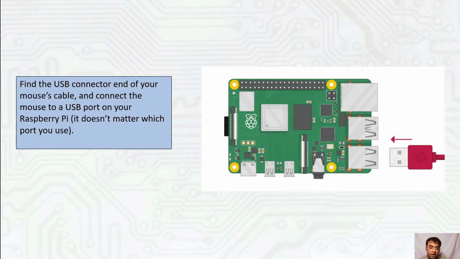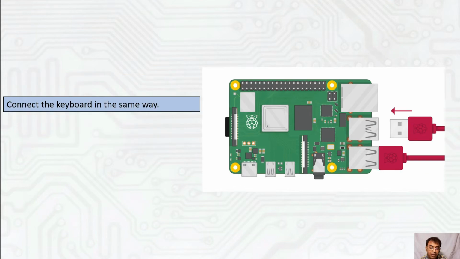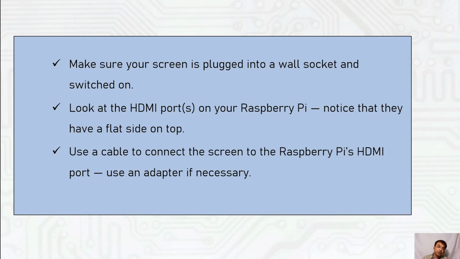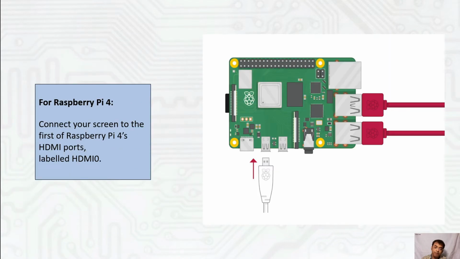Find the USB connector at the end of your mouse cable, and connect the mouse to a USB port on your Raspberry Pi. Connect the keyboard in the same way. Make sure your screen is plugged into a wall socket and switched on. Look at the HDMI port on your Raspberry Pi. Notice that they have a flat side on top. Use a cable to connect the screen to the Raspberry Pi HDMI port. Use an adapter if necessary. This is the Raspberry Pi 4.